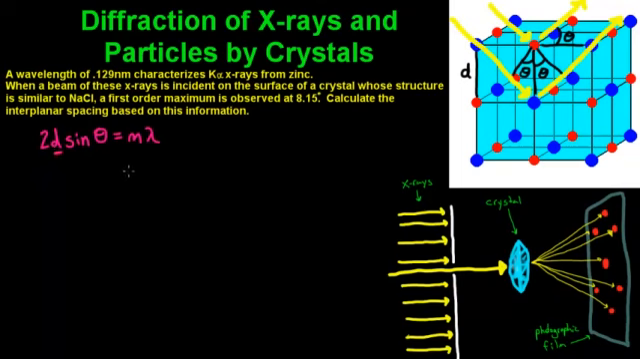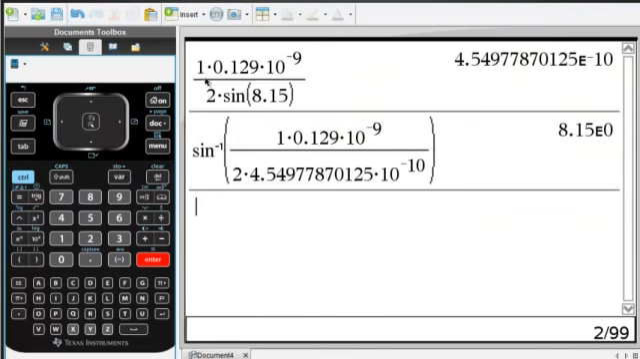So all you have to do is take our first order maximum, which is 1, and multiply it by 0.129 nanometers. Right? And then we're going to divide it by 2 times sine theta, and theta is 8.15. When we do that, so that's to the negative 10th, you throw it over, and we get 0.45 nanometers.